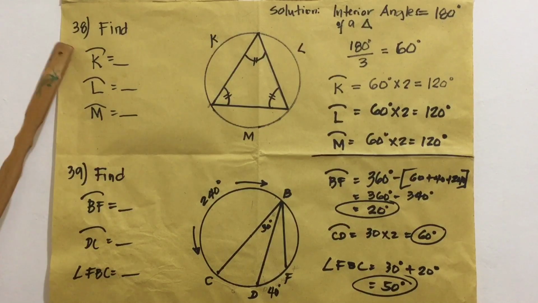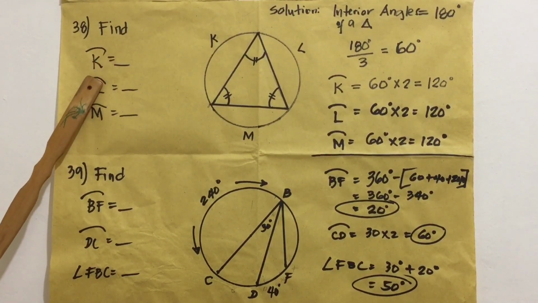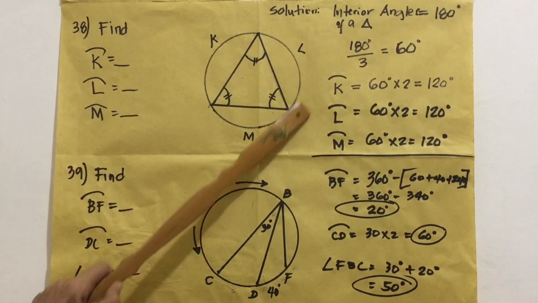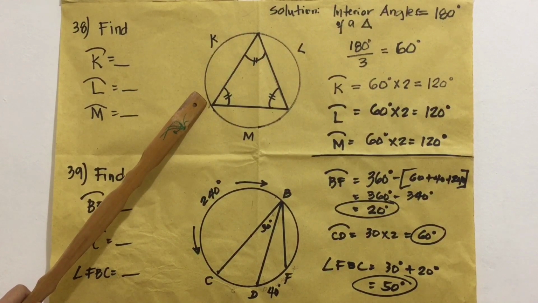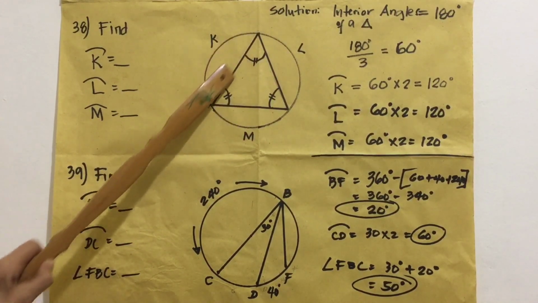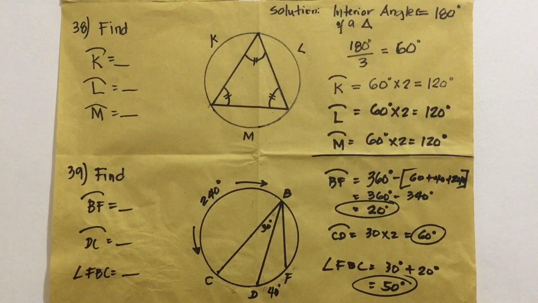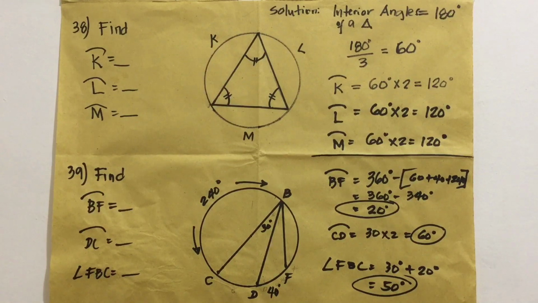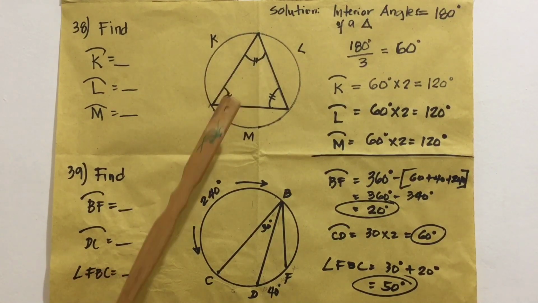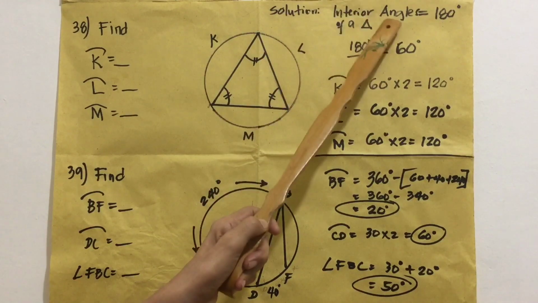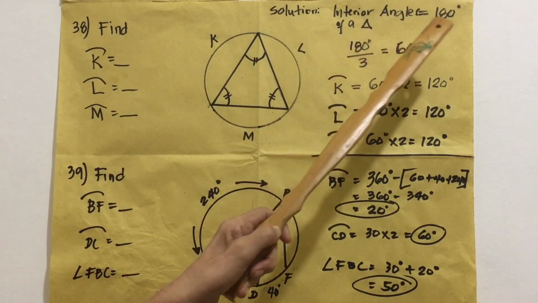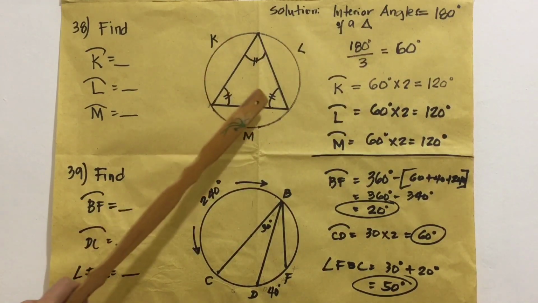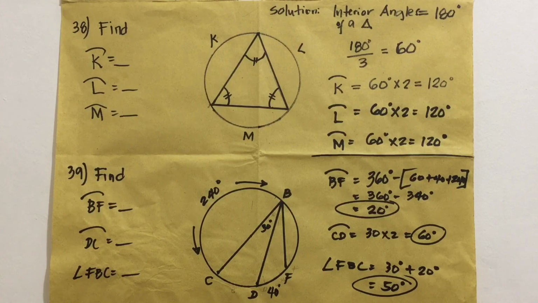Okay, next number 38. Find the arc K, arc L, arc M. To answer these questions, we are going to analyze the given figure, which is a circle with an inscribed triangle. There are indicators here that the three angles are the same. Since the three angles are the same, there is a theory that the interior angles of a triangle equal 180 degrees. So divided by 3, each of these angles measures 60 degrees.